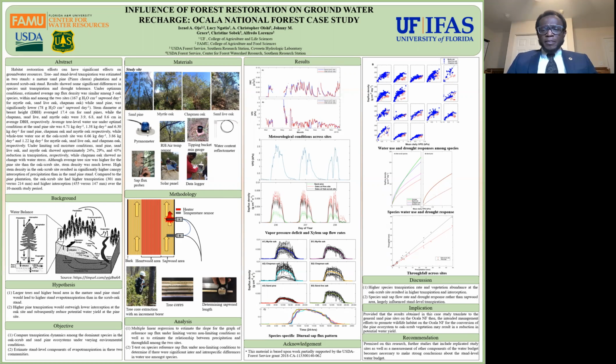Now, this study shows that higher species transpiration rates and vegetation abundance at the oak scrub site resulted in higher transpiration and interception. And provided that the results obtained in this case study translate to the general sand pine site on the Ocala National Forest, then the intended management efforts for the conversion of sand pine ecosystem to oak scrub vegetation may result in a reduction in potential water yield.